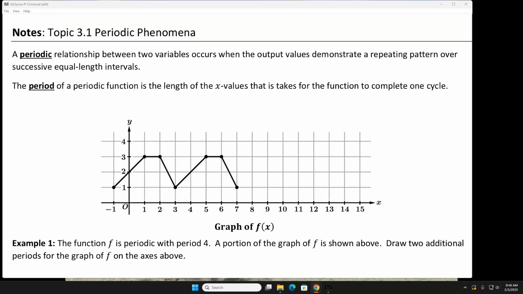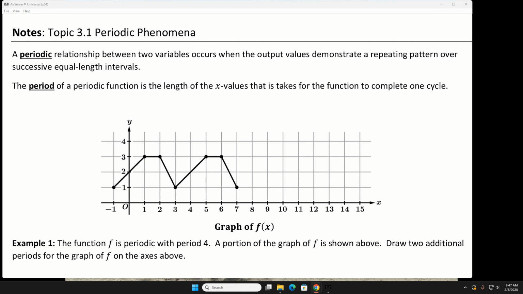Okay, so we're going to talk about periodic phenomena. A periodic relationship between two variables occurs when the output values demonstrate a repeated pattern over successive equal length intervals. I know you guys are tired of hearing about equal length intervals, but the length of the pattern is called the period. The period of a periodic function is the length of x values it takes to complete one cycle.